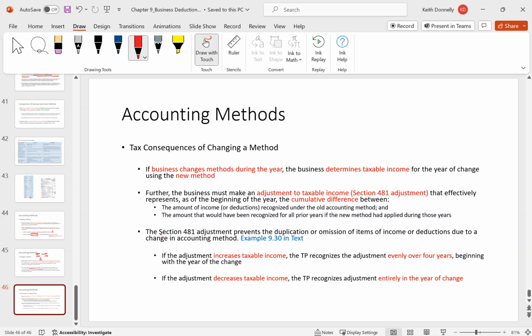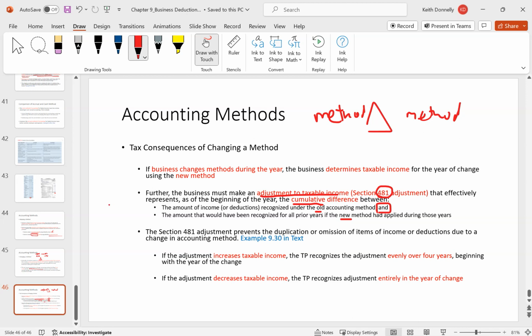And essentially what they have you do here is you have to run some numbers when you make a change, right? You change from one method to another method, right? What they say is you have to make an adjustment to taxable income, a 481 adjustment, that represents, as of the beginning of the year, the cumulative difference between the amount of income or deductions recognized under the old method and the amount of income that would have been recognized for all prior years if the new method had been applied during those years.